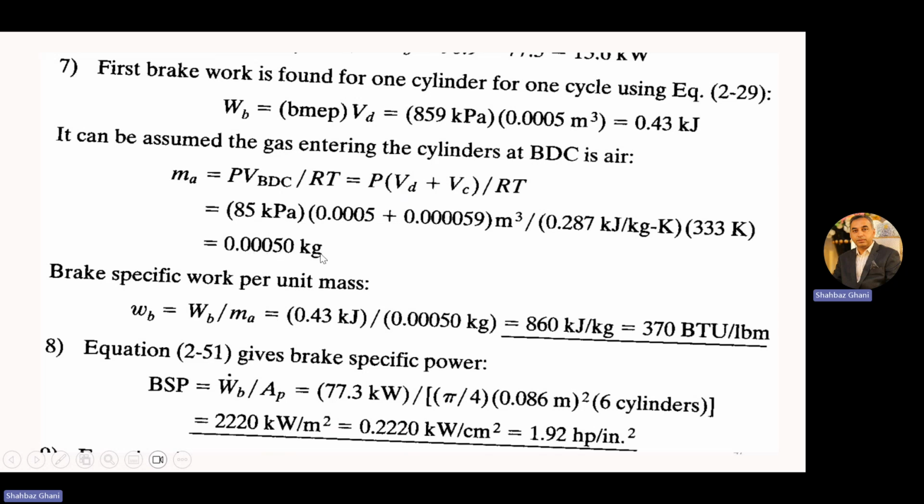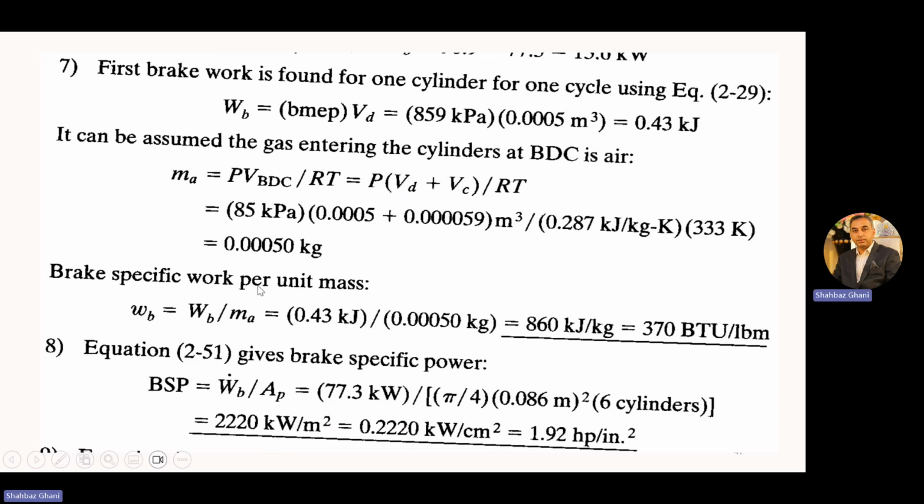0.00050 kilogram. So brake specific work per unit mass: we divide the brake work by the unit mass, and we have this value, 860 kilojoules per kilogram.